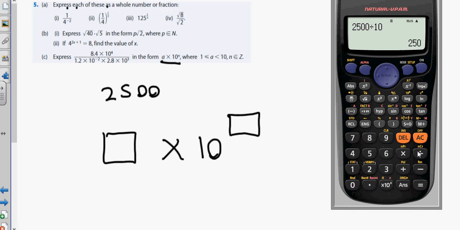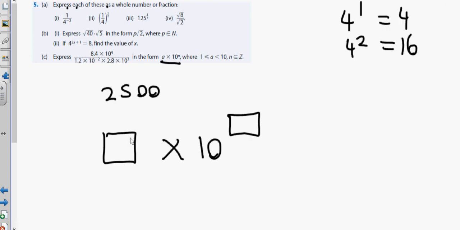That's 1, that's 2, and that's 3. So it takes 3 of them to bring it to 2.5. So that's a 3, and that's a 2.5.